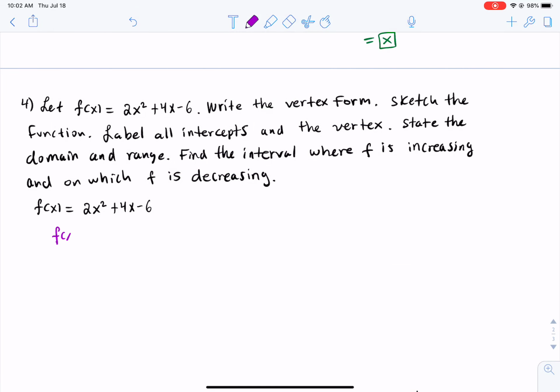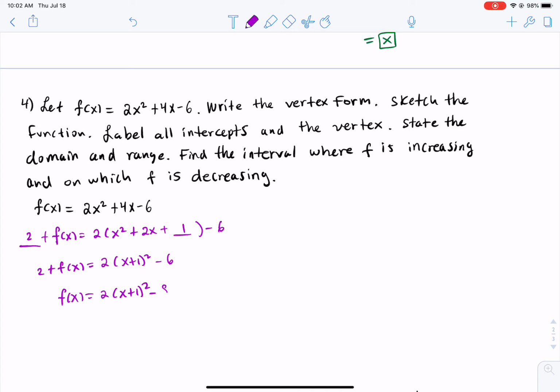We have f of x equals 2x squared plus 2x plus some blank here, minus 6 plus some blank on the left side. On the first blank on the right side, what are we going to add? 1. And on the left side? 2. So we have 2 plus f of x equals 2 times (x plus 1) squared minus 6. And all we have to do is solve for f of x by subtracting 2. So f of x will be 2 times (x plus 1) squared minus 8. Yep, minus 8.